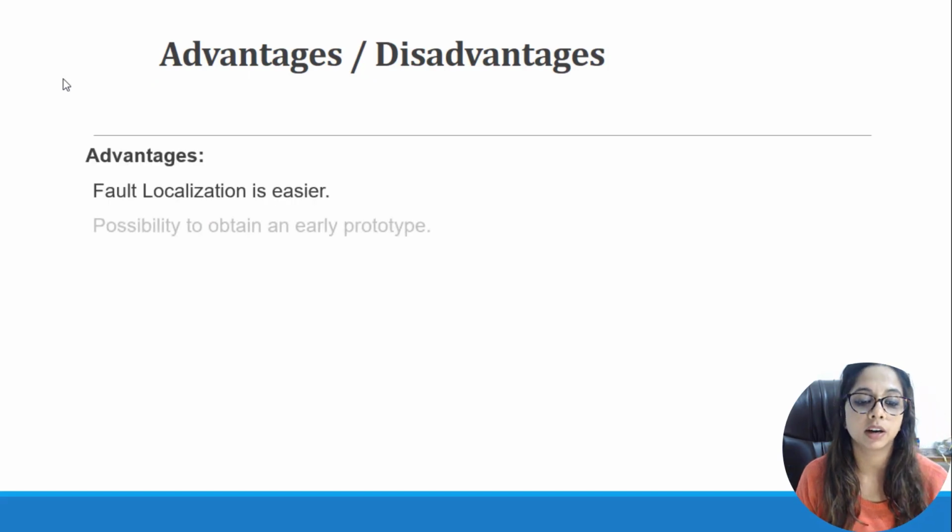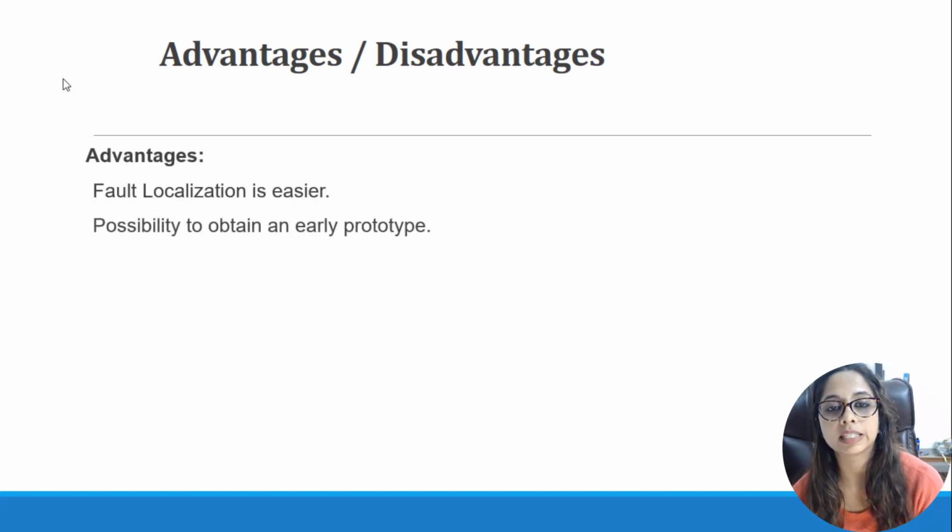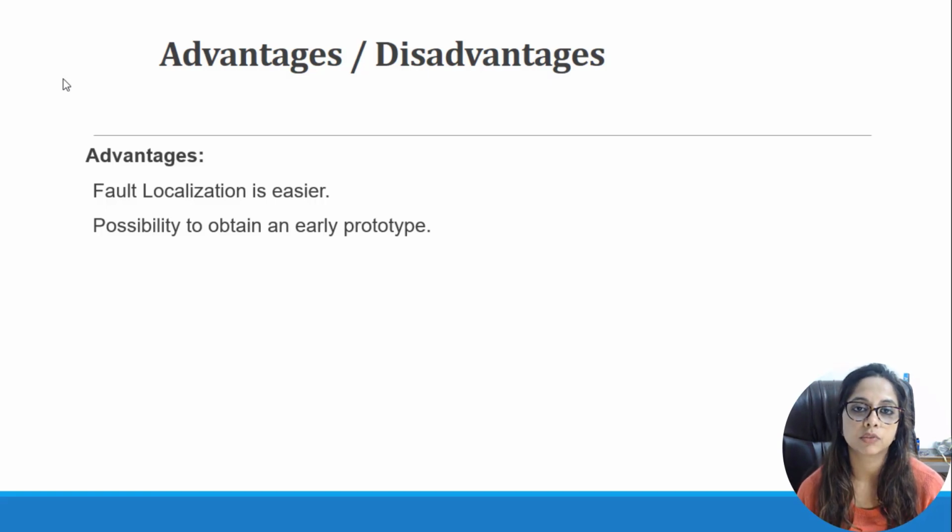So advantages are, of course, our fault localization is easy. Yes. If we know how and when we are testing, if we know the flow, it will be very easy to understand from where the bug has come. So to locate the bug, it will be easy. So fault localization is easier in case of these approaches.